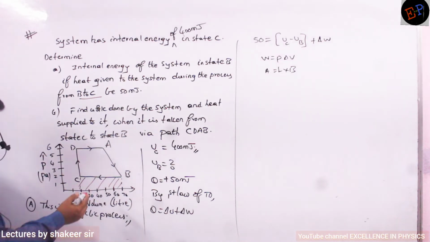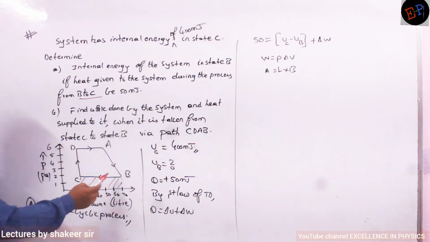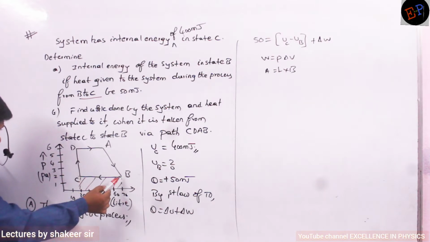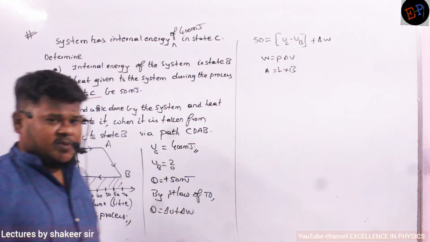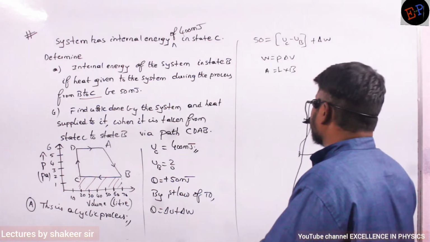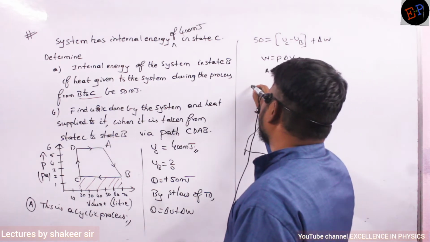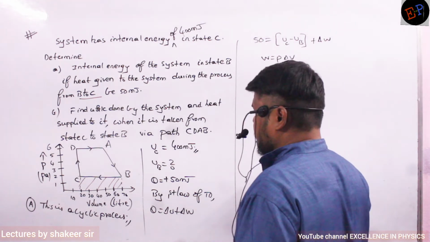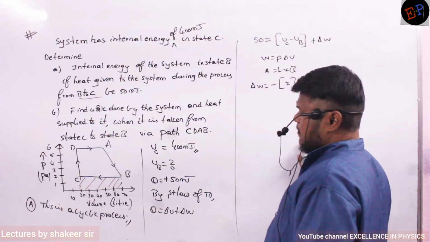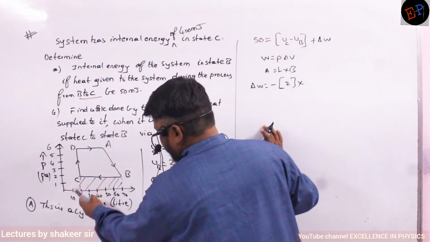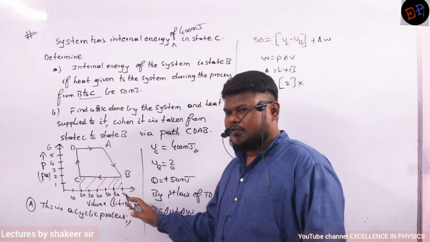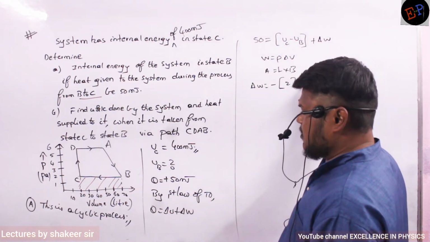Now see. First of all, is it expansion or compression? We are moving from B to C. We are moving from higher volume to lower volume. So it is compression. Compression means positive work done or negative work done? Negative work done. So how much will be the negative work done in this condition? Delta W is negative of pressure, which is 2, multiplied by the change in volume. Change in volume is how much? Final volume is 20 and initial volume is 70. The change in volume is 50.